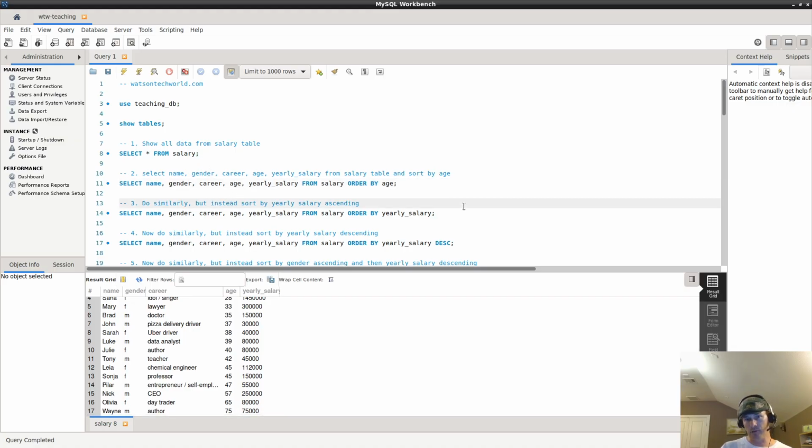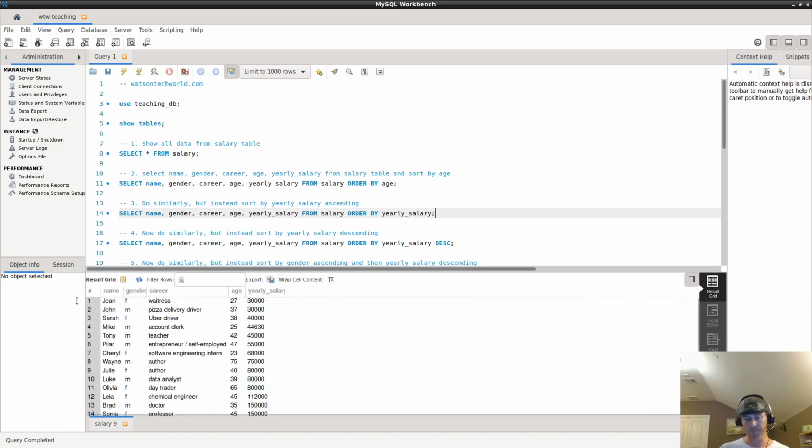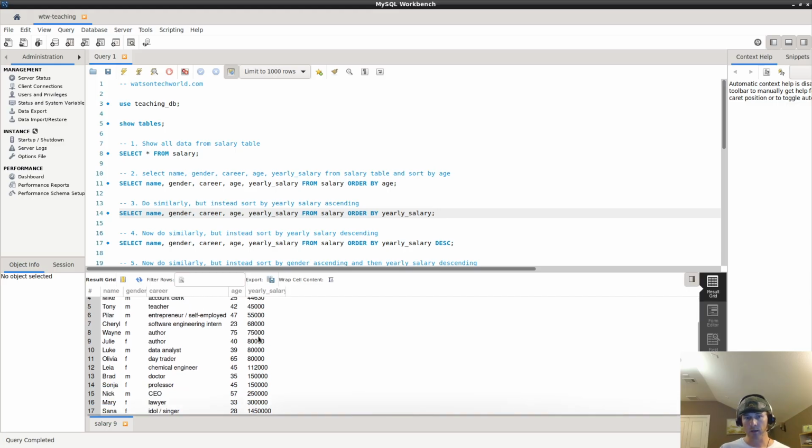Now let's do similarly, but instead of sorting by age, let's sort by the yearly salary, ascending, and again by default it's going to be this. So we don't actually need it, but later we can use it if we want. So let's sort by the yearly salary. So the people with the lowest yearly salary are at the bottom, and then the highest.